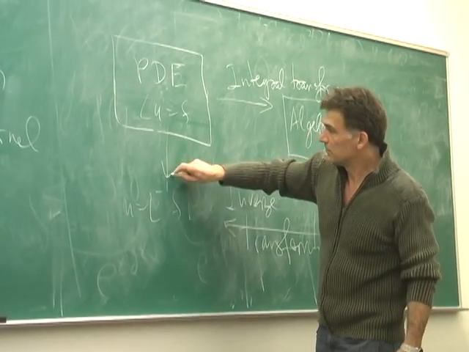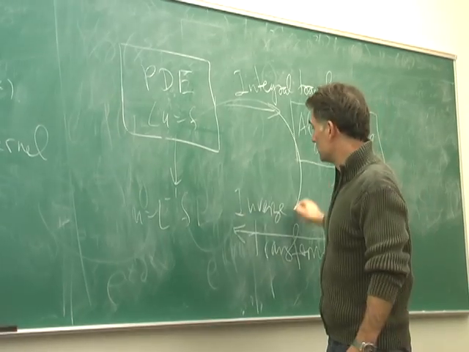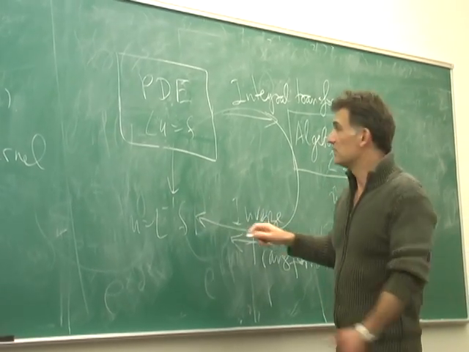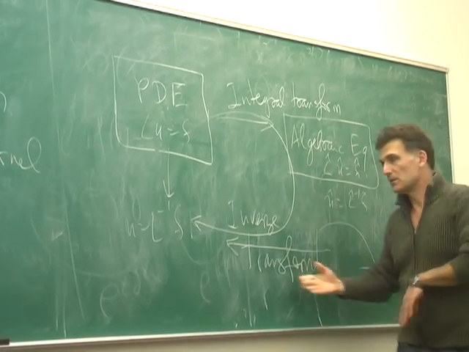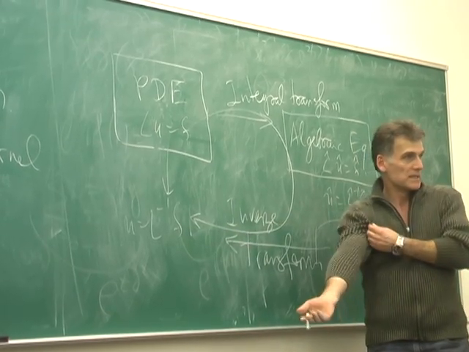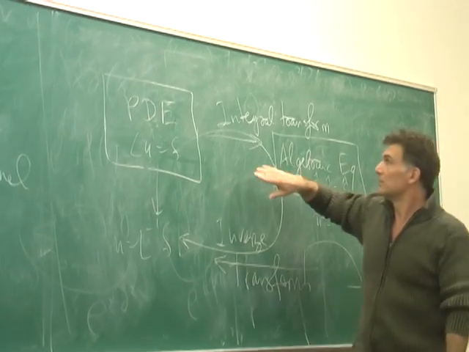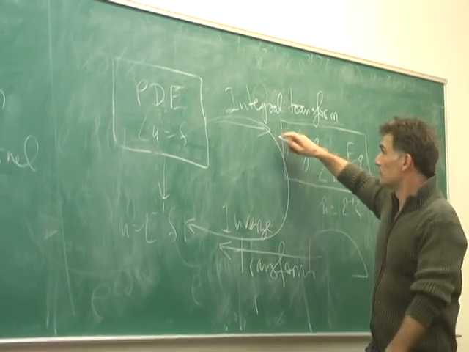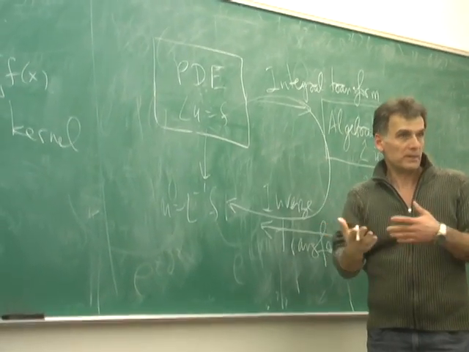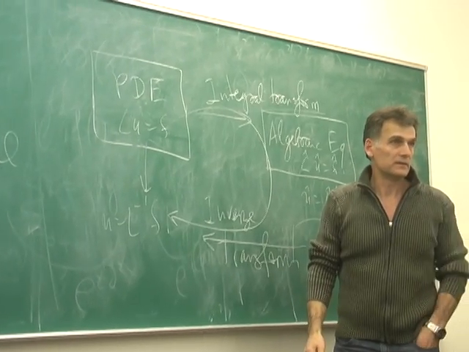So instead of doing it like this, which is difficult, you go this way. You transform it, solve it, do the inverse. Okay? Of course, it will work if the type of the integral transform is appropriate to the form of the operator.